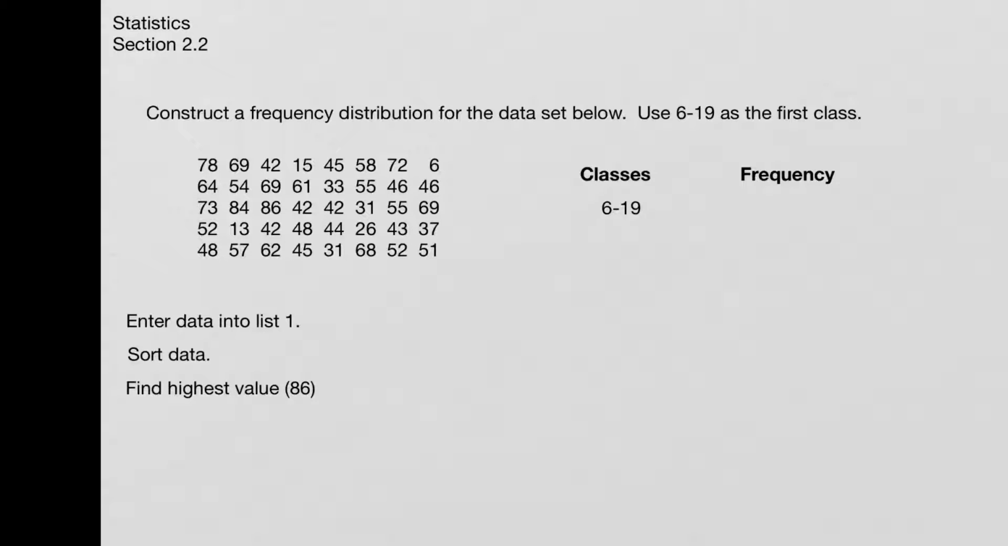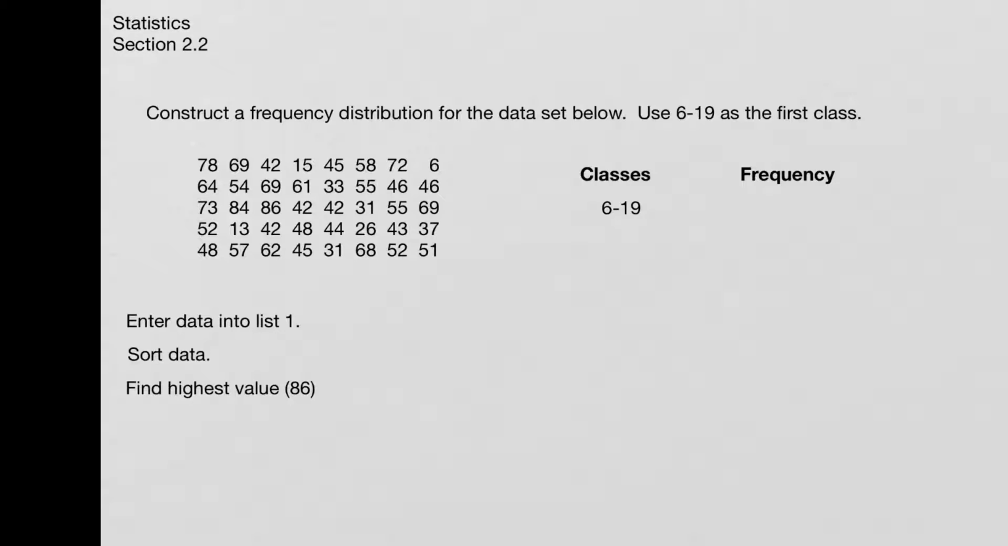And the class width is the consecutive lower class limits. We subtract them and we find that separation. So in this case I do 20 minus 6, and that's 14. So I will add 14 to the 19 in order to get 33, and that's my next upper class limit. So there's the same separation between lower class limits as there is between upper class limits.